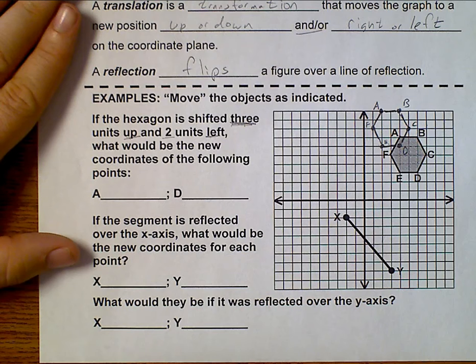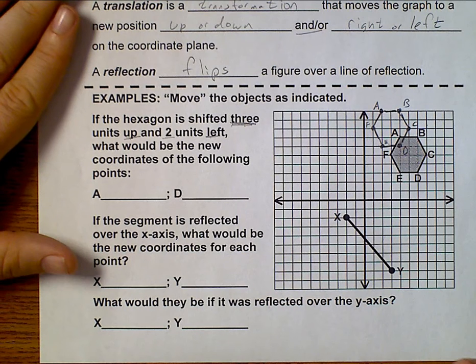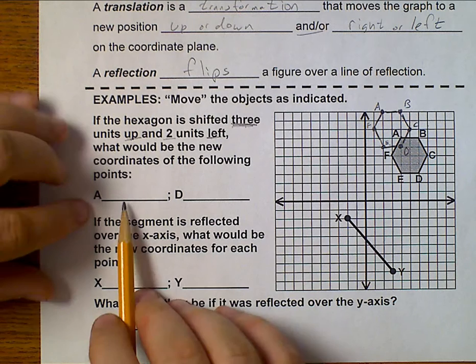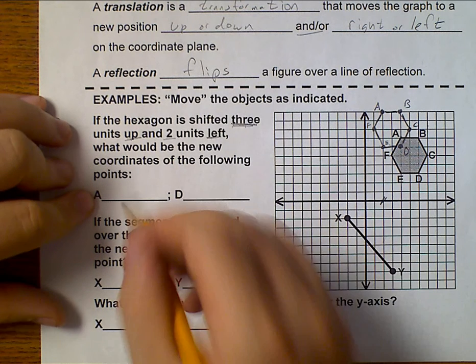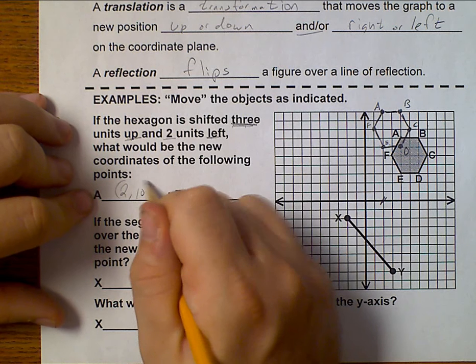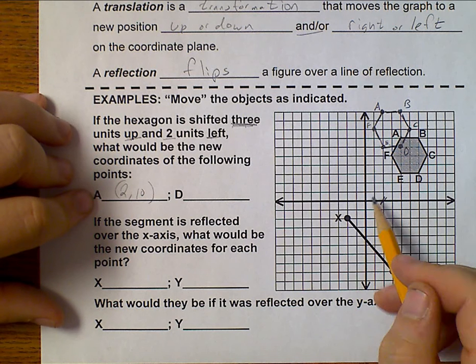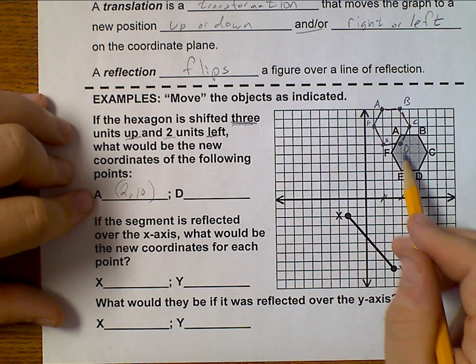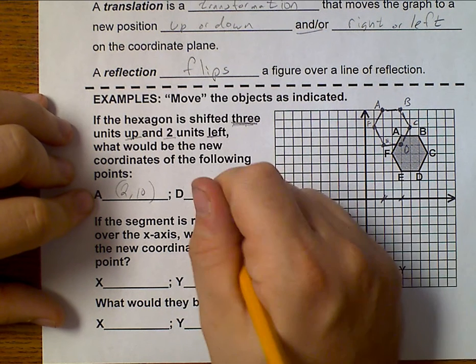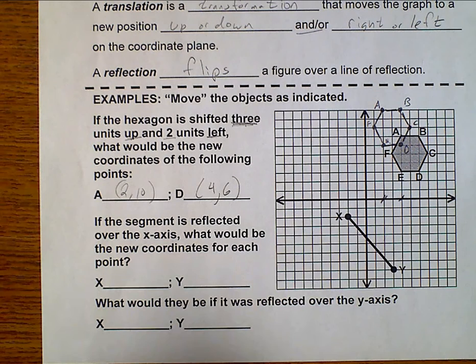we go ahead and we plot our hexagon, and now let's figure out where our new points are. Well, A is now at 2, 10. And D is now at 1, 2, 3, 4, 1, 2, 3, 4, 5, 6. And so that's how you do a translation. Now let's talk about a reflection.